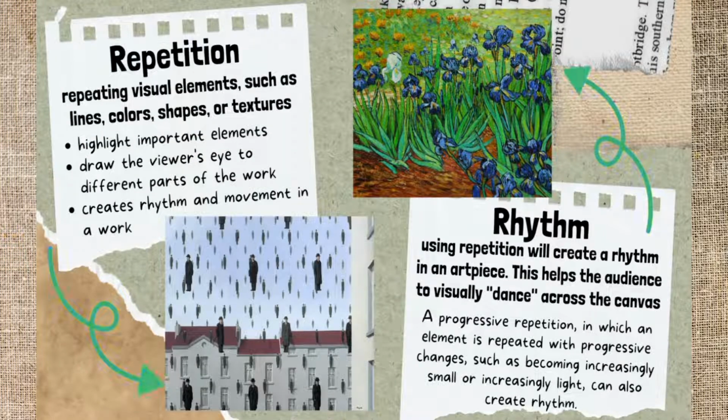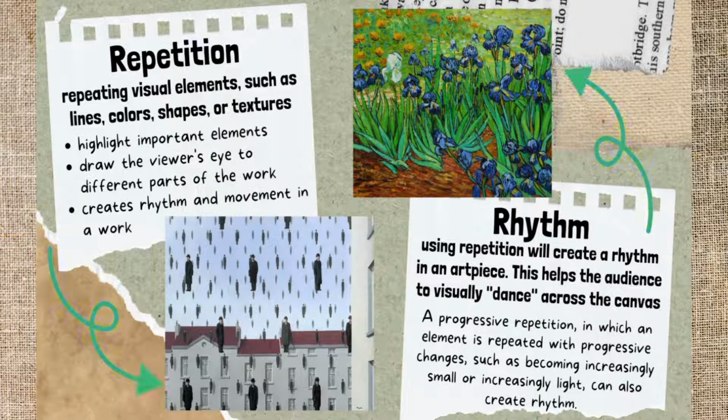We also have repetition and rhythm. So these are two different principles of design, but they do tend to work together. So repetition is the repeating of a visual element. It could be lines, colors, shapes, and or textures. So repetition is generally used to highlight the importance of various elements or to bring a composition together. It also helps guide our eyes around the piece of art that we are looking at.